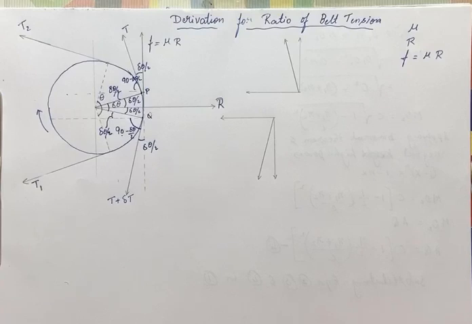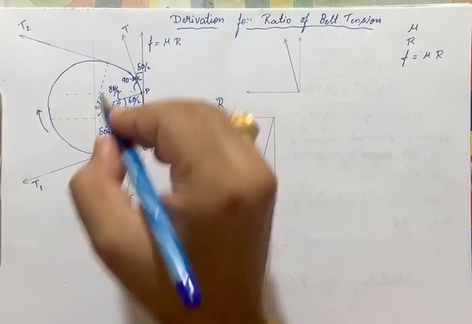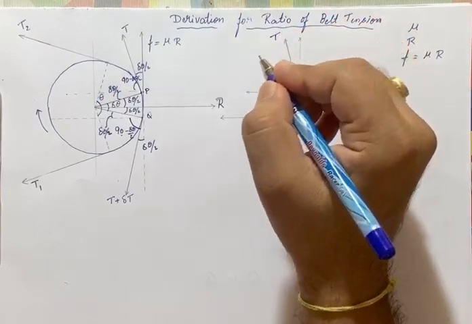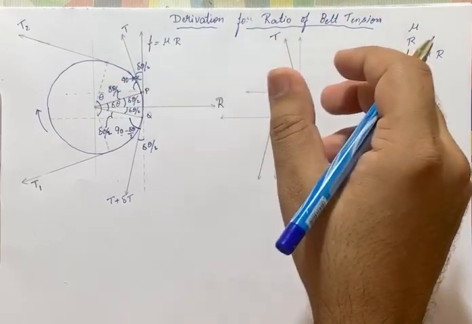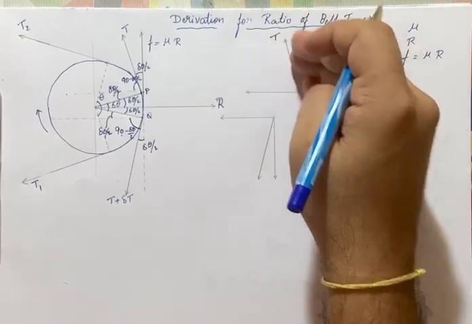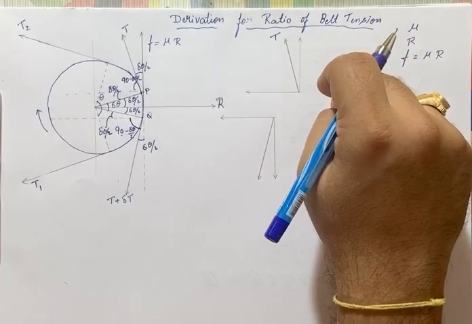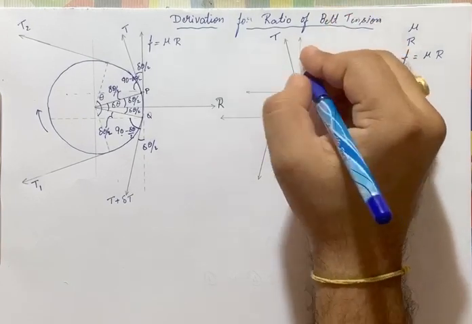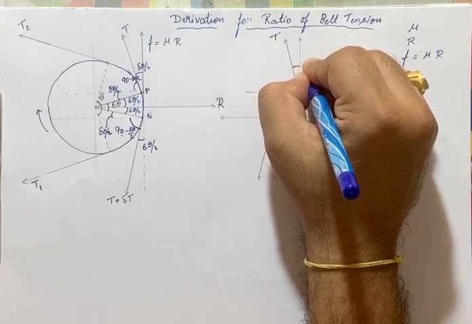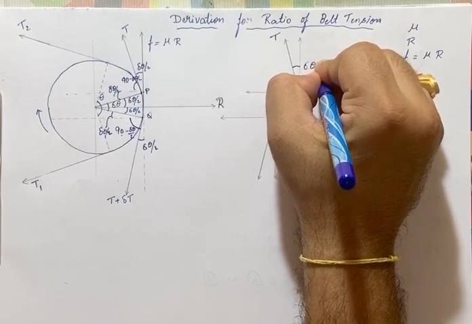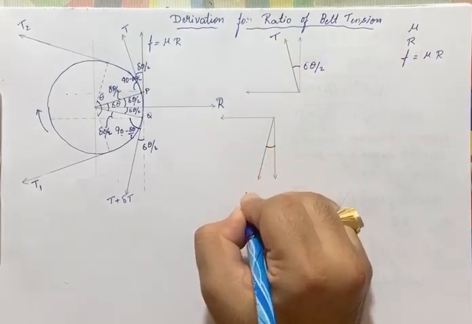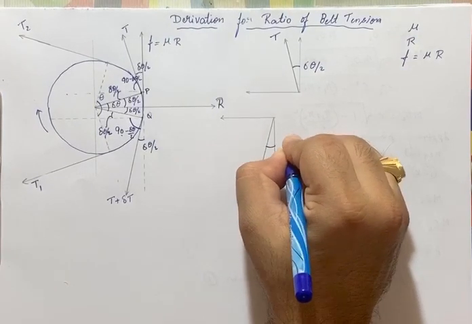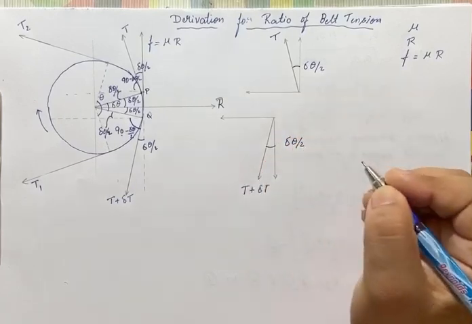Now after this, I have taken the T separately to make this force into horizontal and vertical components. In the horizontal direction, this angle is again delta theta by 2. Similarly, on this side it is T plus delta T, so this angle also will be delta theta by 2.